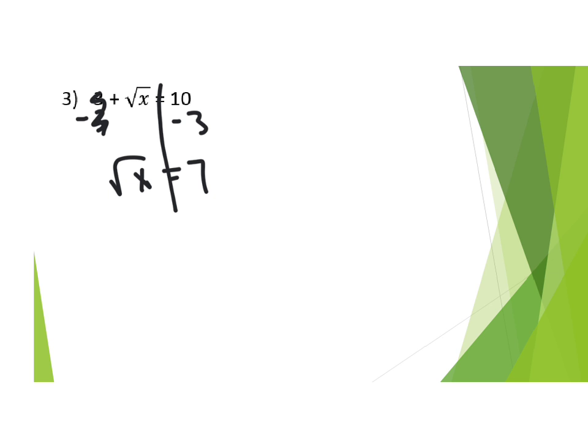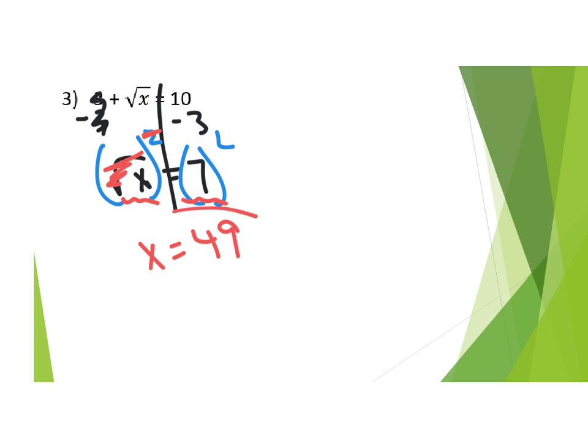Now we can square both sides. So square the left to get rid of that square root, square the right. So the square gets rid of the square root, and you're left with what's under the radical, which is x. And then on the right, 7 squared would give us 49 once again.